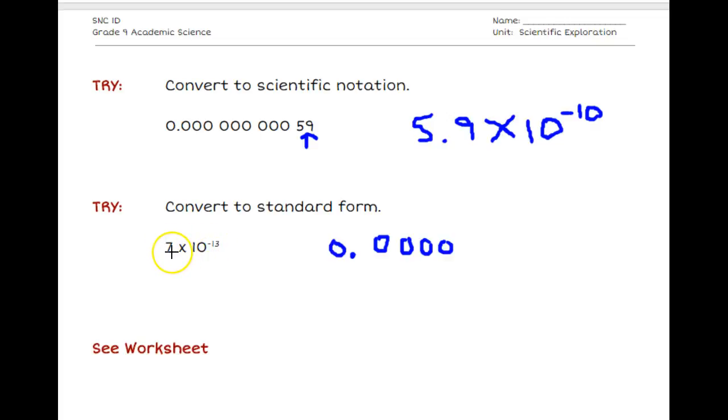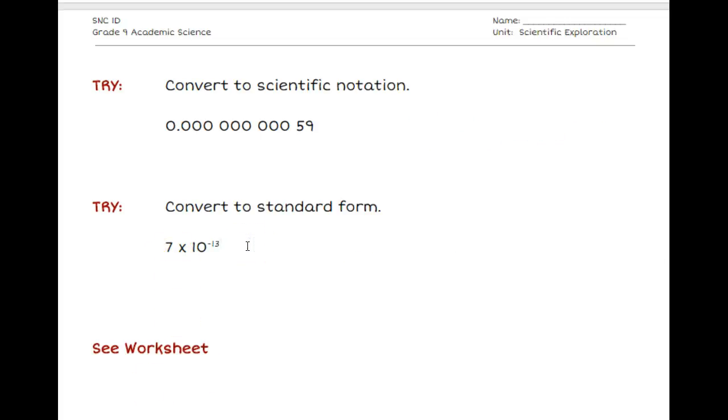I'm going to type this out just for ease of showing you, because that would have been a lot of zeros and it would have taken us a lot of time. So 0.0. So there I have 1 0. I've moved it 1 decimal place already. 2, 3, 4, 5, 6, 7, 8, 9, 10, 11, 12, and then my 7.